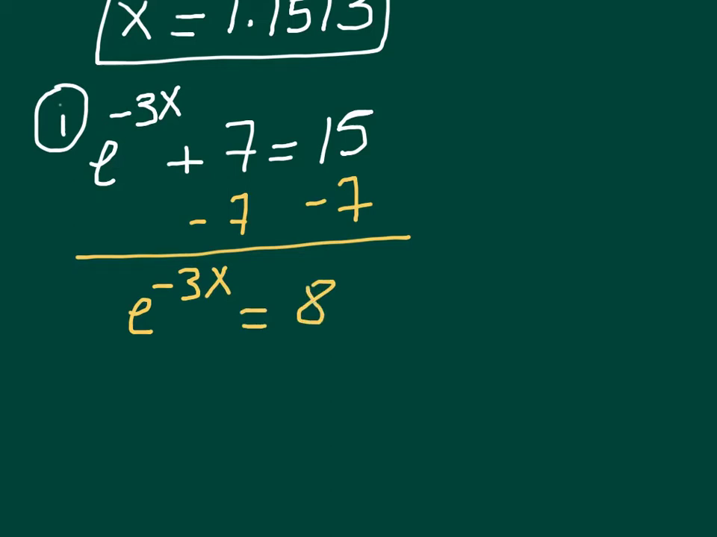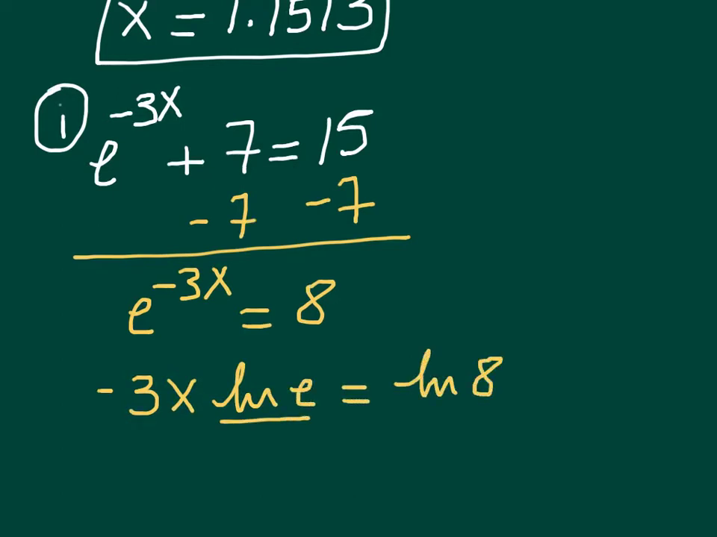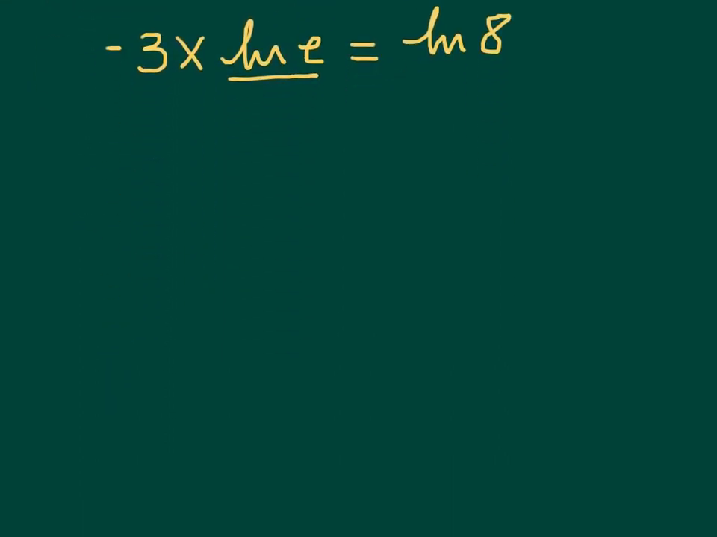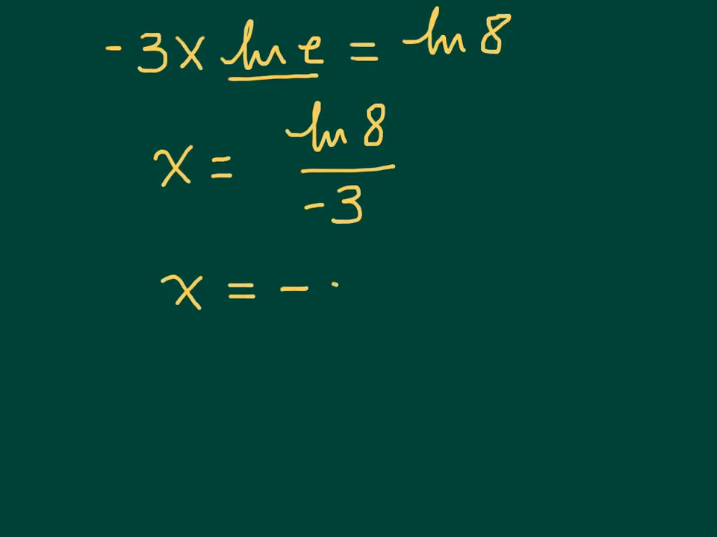ln both sides, that will give us negative 3x ln e is equal to ln 8. Again, ln e is 1, so we don't even need to write it. So to solve for x is going to equal ln 8 divided by negative 3. Rounded to 4 decimal places, you're going to have negative 0.6931.